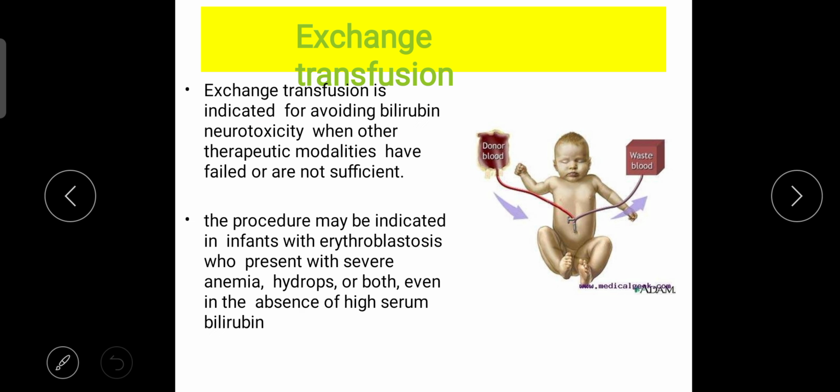Next one is exchange transfusion. See the picture, the donor blood and the waste blood. Exchange transfusion is indicated for avoiding bilirubin neurotoxicity when other therapeutic modalities have failed or are not sufficient. That means if you give phototherapy or immunoglobulin and it is not treatable, then only they go for exchange transfusion. The procedure may be indicated in infants with erythroblastosis who present with severe anemia, hydrops or both, even in the absence of high serum bilirubin.